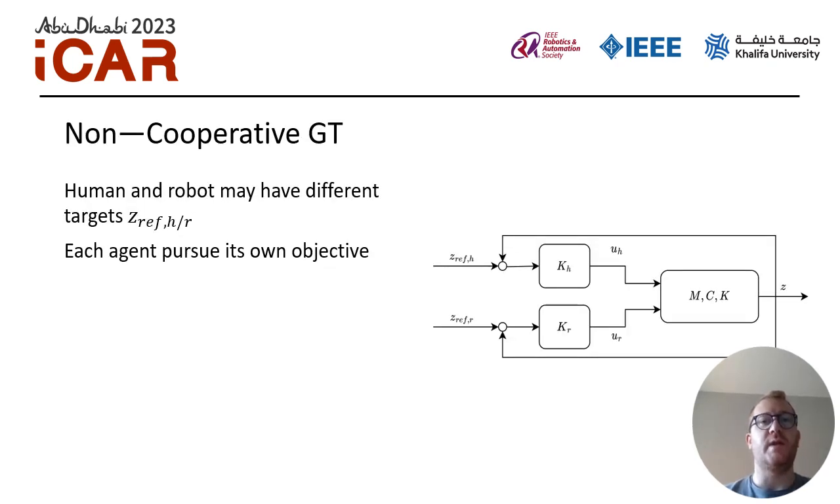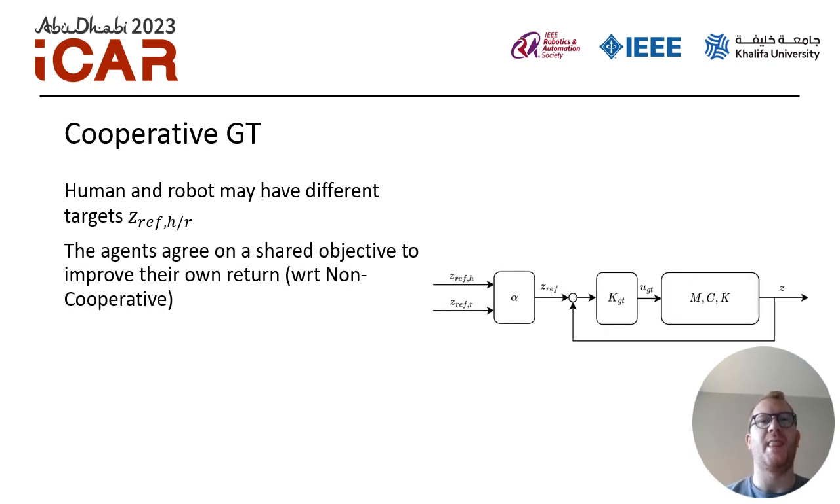Considering the non-cooperative scenario, the human and the robot, with their objectives, generate their control input regardless of the other's intentions, and they try to pursue their own objective. On the contrary, in the cooperative scenario, the human and the robot agree on a shared objective, and they work together towards that objective. The agreement happens by means of the parameter alpha, which represents a weight of their two objectives.